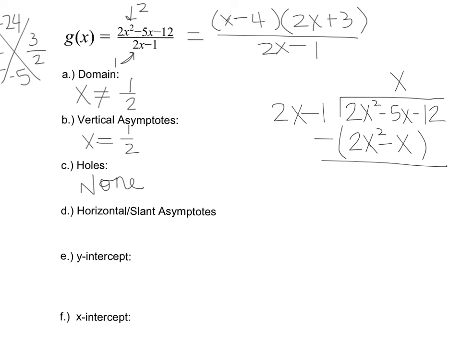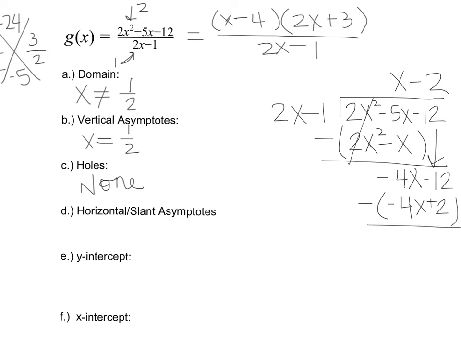2x squared minus 2x squared cancels. Negative 5x minus a negative x turns into addition, and negative 5x plus x is negative 4x. And then we're going to bring down the negative 12. So now we're going to do negative 4x divided by 2x, which is going to give us negative 2. So now we multiply negative 2 times what we're dividing by. We end up with negative 4x.